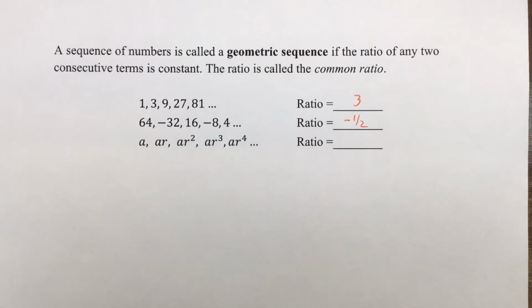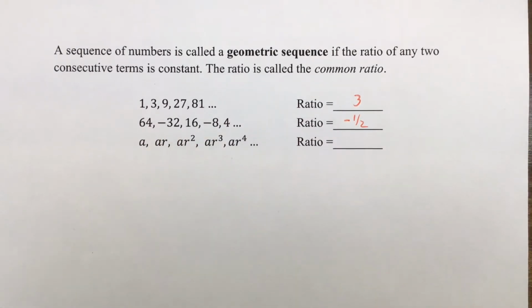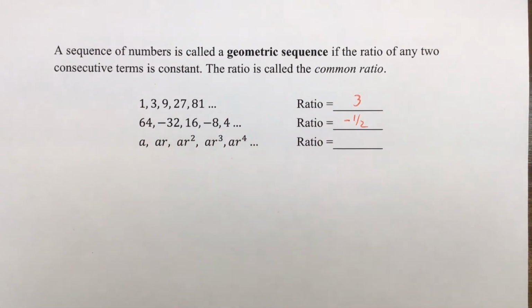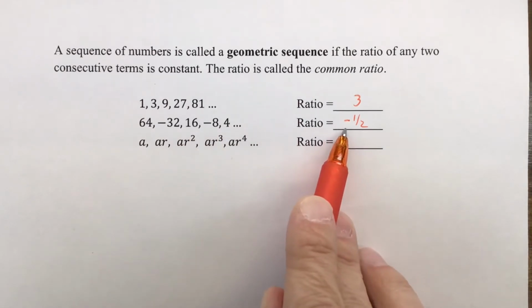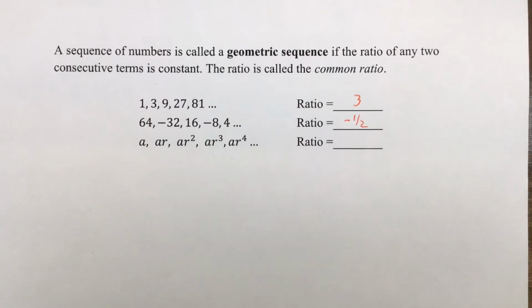The same thing will be true if you take 16 and divide it by negative 32. 16 is half of 32. Positive divided by negative will give you negative. And for the others, negative 8 divided by 16 will also give you negative 1/2, and 4 divided by negative 8 is going to give you negative 1/2 as well.